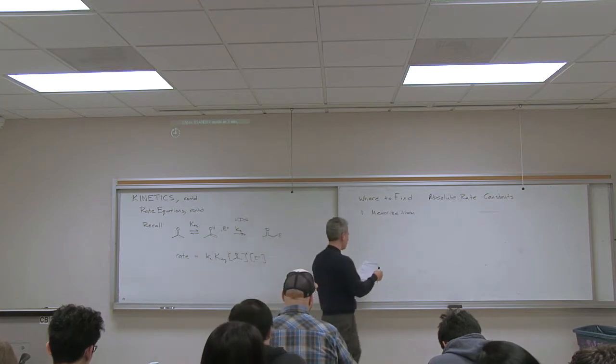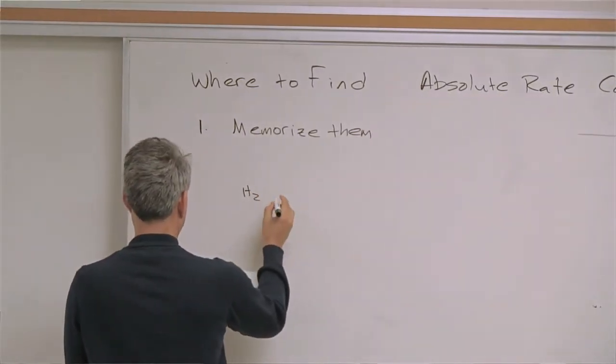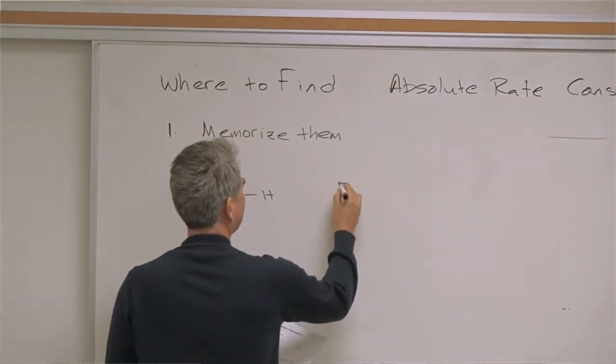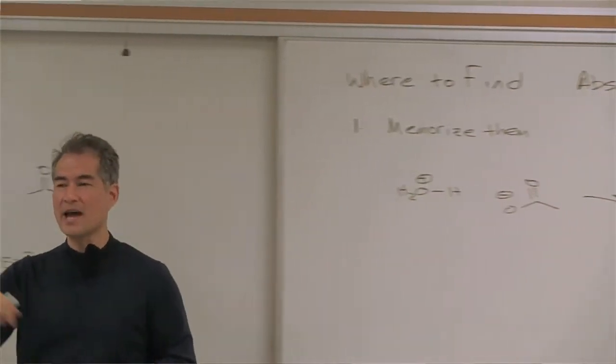I know the ones that are diffusion controlled. Let me give you an example of that kind of a scenario. Let's suppose I take a hydronium ion, like protonated water, in the presence of an acetate anion. I don't have to look up that rate. I know that rate constant.